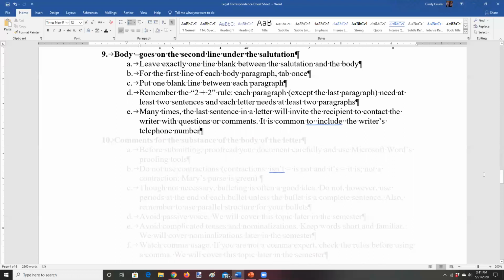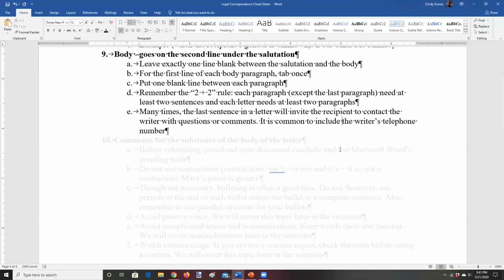Obviously, the body is where you're going to spend most of your time as a legal writer. It's the only part really that involves some level of creativity. The rest of it's pretty much a rote process of formatting, but the body is where you get to shine as a legal writer. That is a topic that you'll learn a lot about in legal writing.